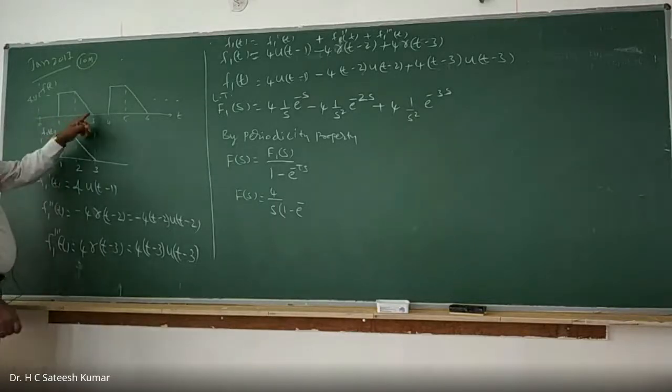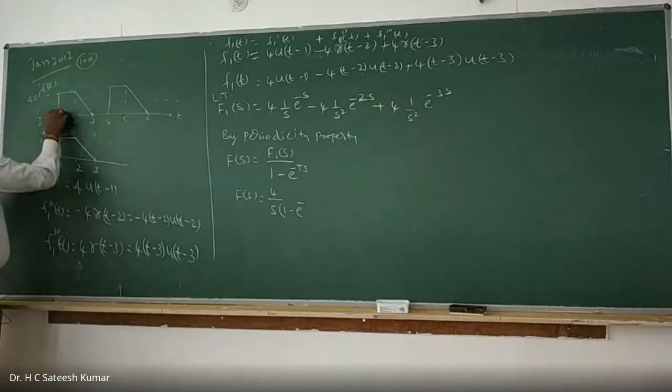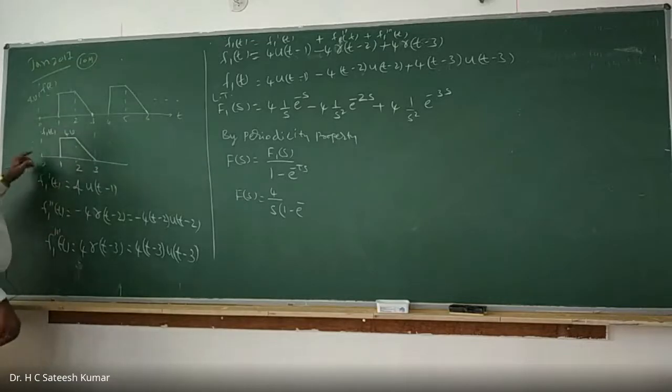Or you can take it from 3 to 6. This point to this point, or rising to rising, or falling to falling. Anywhere to anywhere you can take. We can start from the rise. Rise to rise is how much? 1, 2, 3. So therefore, the period is 3.